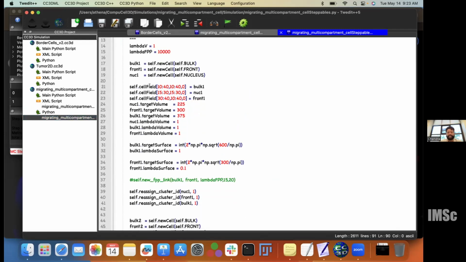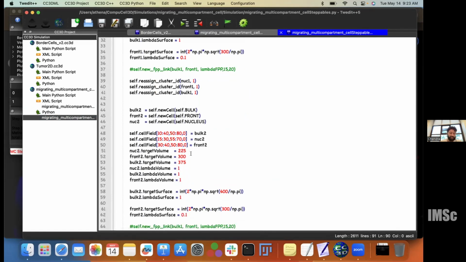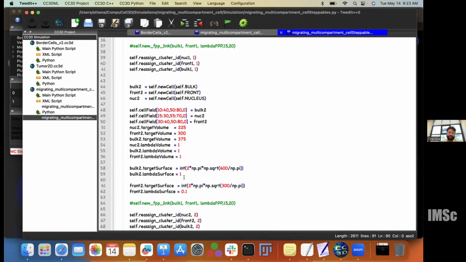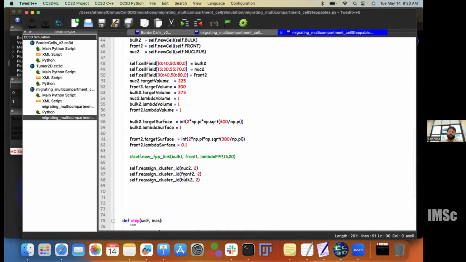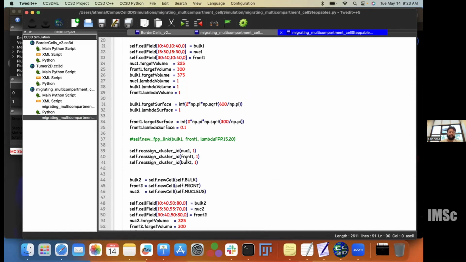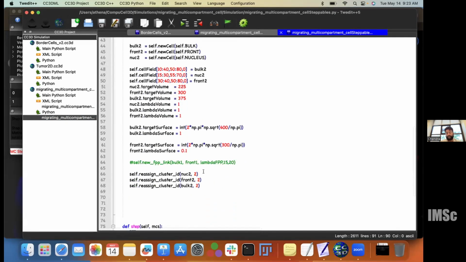And you define a cell by saying in this cell field, pixel from such and such is your bulk one, nucleus one, front one, because I'm making two cells. Similarly, you set your target volumes, your lambda volume, your target surface, lambda surface, all the quantities that I mentioned. And because this is a multi-compartment cell, you say this nucleus one, front one, bulk one, together are part of the same cluster. So I give a cluster ID, which is the same for all of them. And similarly, I do a cluster ID for all this.